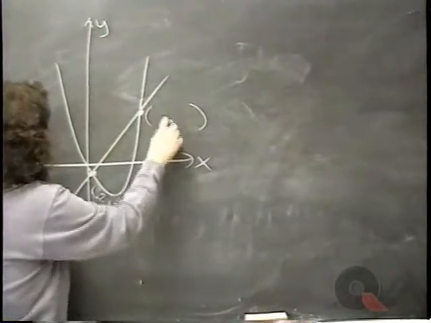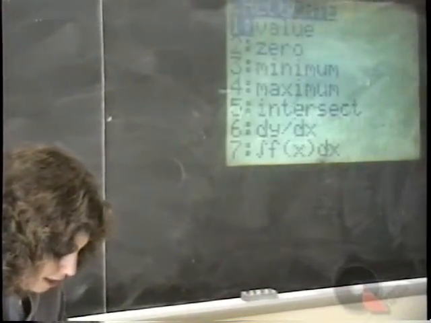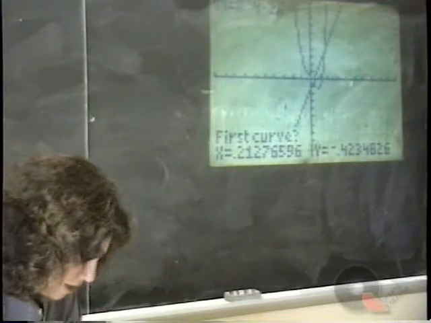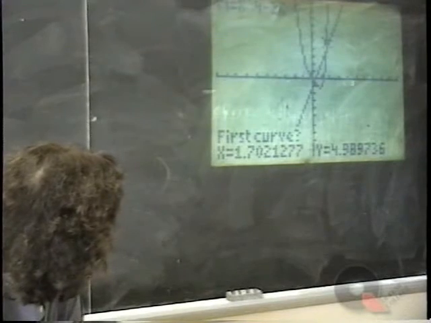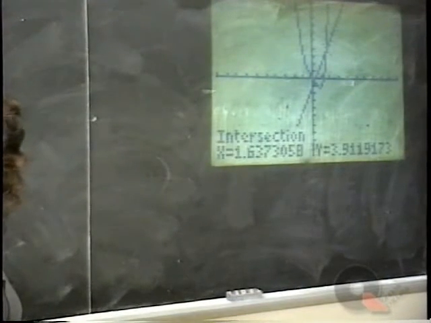Now I need this other point of intersection. So I hit second, calc, 5. But I have to send the cursor over to that second point of intersection. And when it's flashing in that vicinity, it doesn't have to be right on it, but close enough, hit enter, enter, enter. Tells me the other point of intersection is about 1.6 comma 3.9.